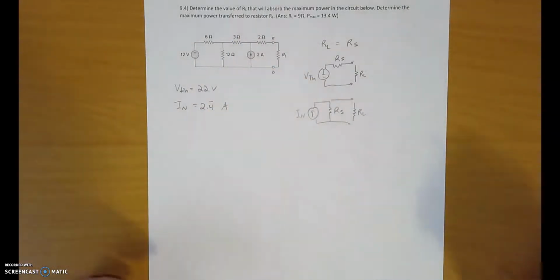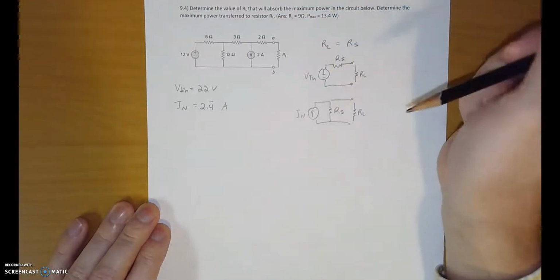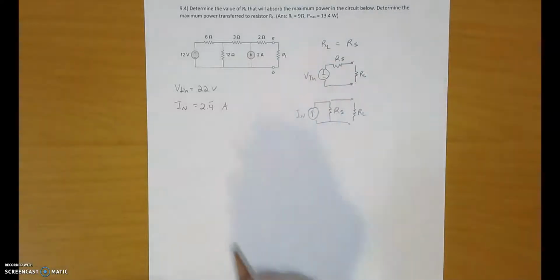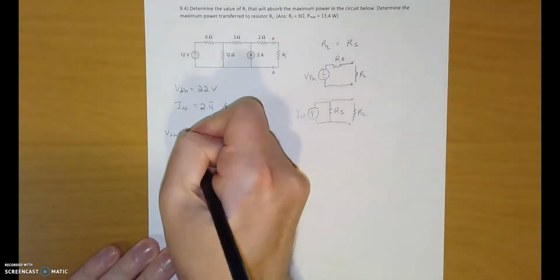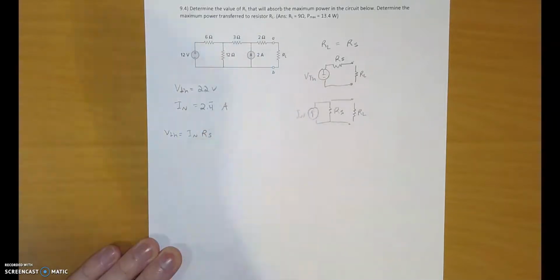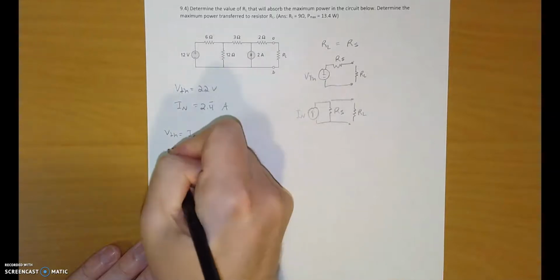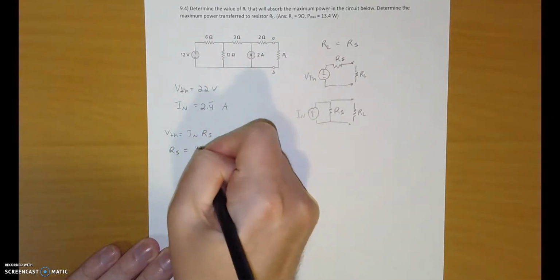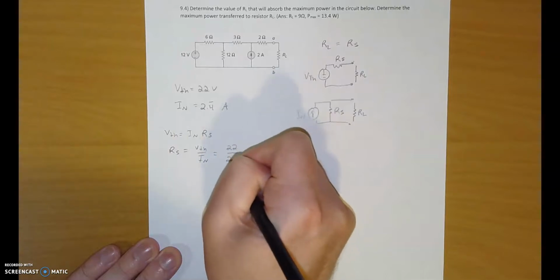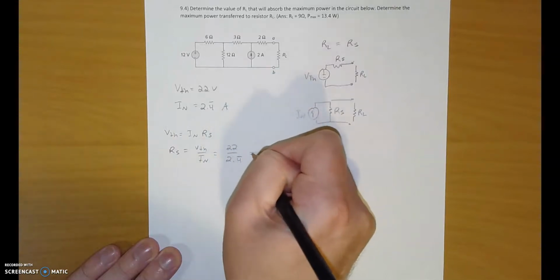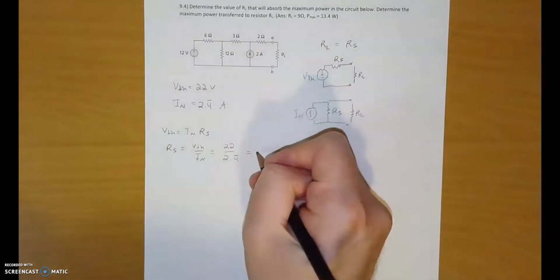So to find the resistance RL, I just need to know the resistance RS, in this case, either the Norton or the Thevenin one. And so I can use Ohm's law here, noting that V Thevenin is equal to I Norton times that RS, so the resistance of our source. To find RS, you just redo this, V Thevenin over I Norton. So I get my 22 divided by my 2.4 repeating. And when you plug that into a calculator, you will get 9.